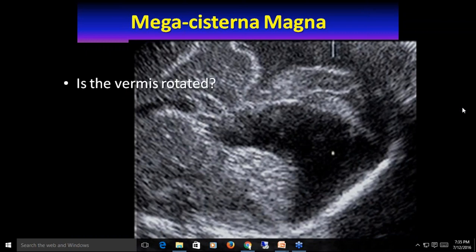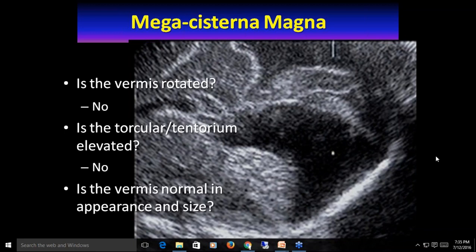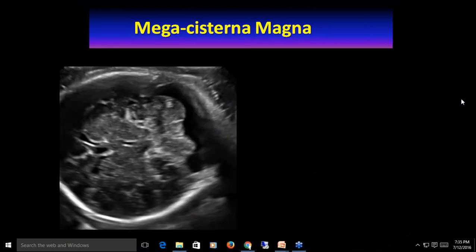In megacisterna magna, let's again look at our questions. Is the vermis rotated? No, the vermis is not rotated. Is the torcula and the tentorium elevated? No, it's not. Is the vermis normal in appearance and size? Yes, it's normal in appearance and size, but the vermis is in very close relationship to the brainstem.